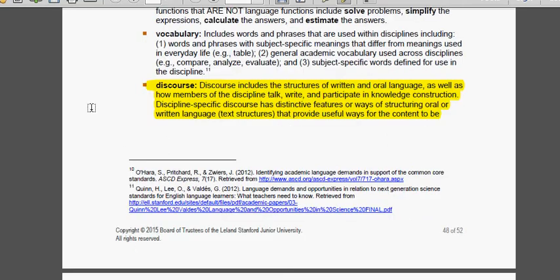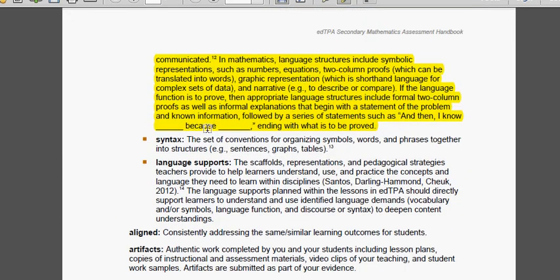So yet again, we can go to the glossary of the handbook. Maybe you're starting to pick up on this: this handbook is going to be very helpful. The handbook gives you explicit definitions in the glossary. So the vocabulary, I figured we didn't really need to talk about explicitly, but discourse includes the structures of written and oral language, as well as how members of the discipline talk, write, and participate in knowledge construction. Discipline-specific discourse has distinctive features or ways of structuring oral or written language that provides useful ways for the content to be communicated. In mathematics, language structures include symbolic representations such as numbers, equations, two-column proofs, graphic representations, and a narrative.